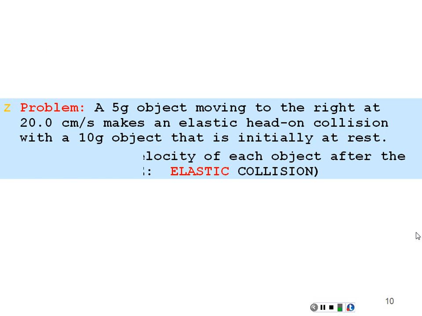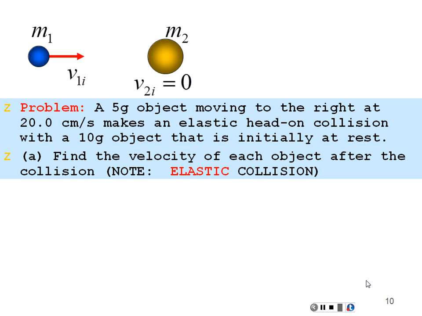Let's try an elastic collision problem. A 5-gram object moving to the right at 20 centimeters per second makes an elastic head-on collision with a 10-gram object that is initially at rest. Find the velocity of each object after the collision.